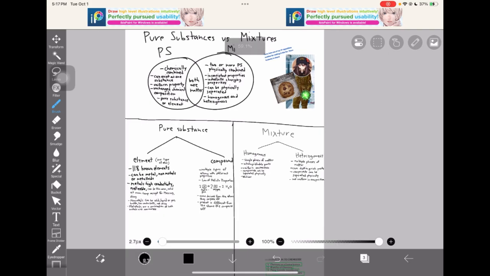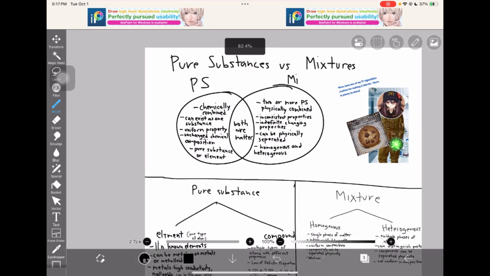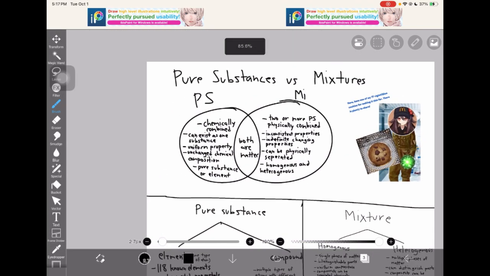Alright, so this took a while, but it's finally done. So next is pure substances versus mixtures. This is actually already covering 3 topics, so we should be almost done after this one. So, pure substances versus mixtures. So let's start with pure substances.